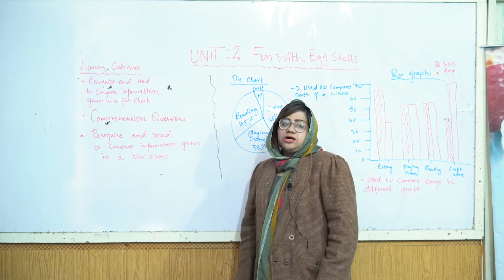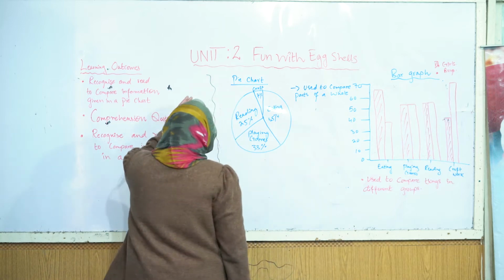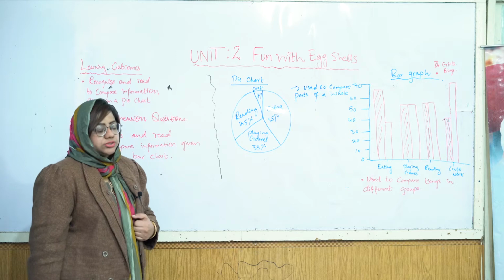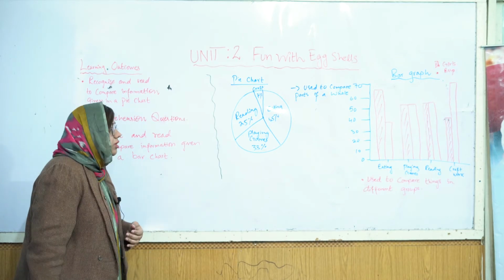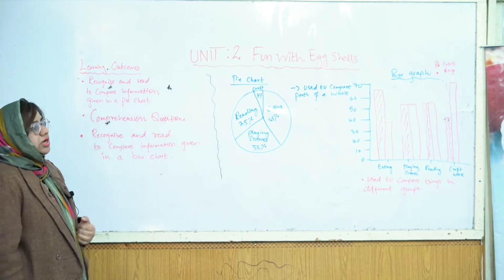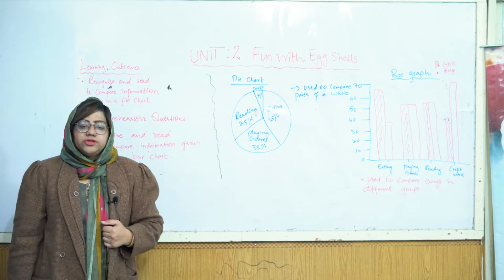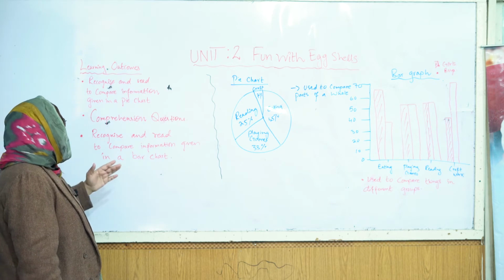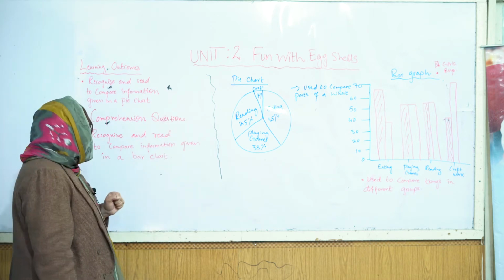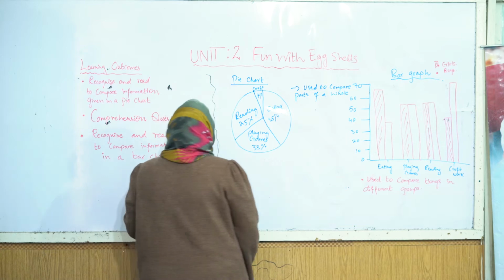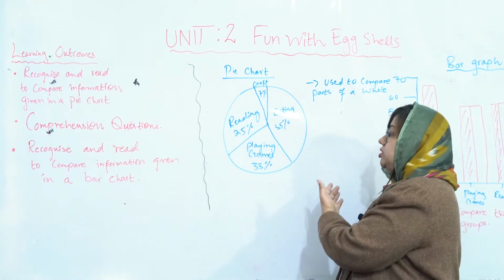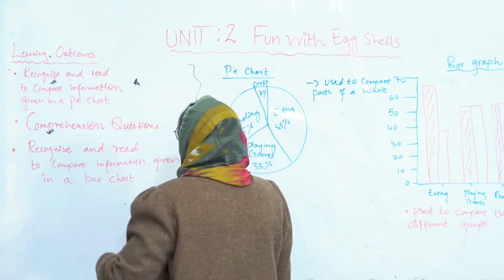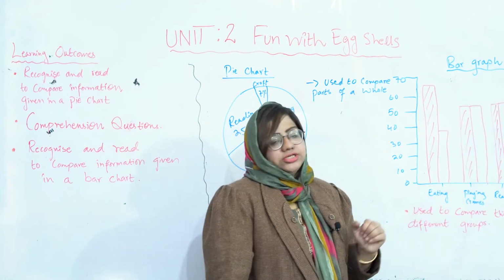Let's discuss today's topic that is based on the unit that you can see on the concept board, Fun with Actions. We are continuing this video. What are the learning outcomes that we need to get at the end of the lesson? Recognize and read to compare information given in a pie chart. Comprehension questions. We need to do some comprehension questions based on this unit. And recognize and read to compare information given in a bar chart.